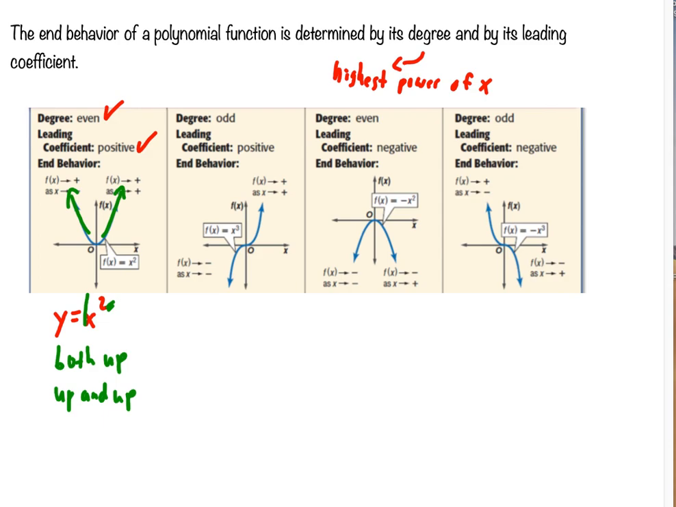So let's go look at its relative over here. The degree on the third one is even. Because it's even, its leading coefficient this time is negative instead of being positive. So the leading coefficient there is a negative 1. Its highest power of x is x to the second, and that's even, so it has a degree that's even. The leading coefficient is negative. So what's going to happen at the ends? Notice it's going down and down. Both are going down.